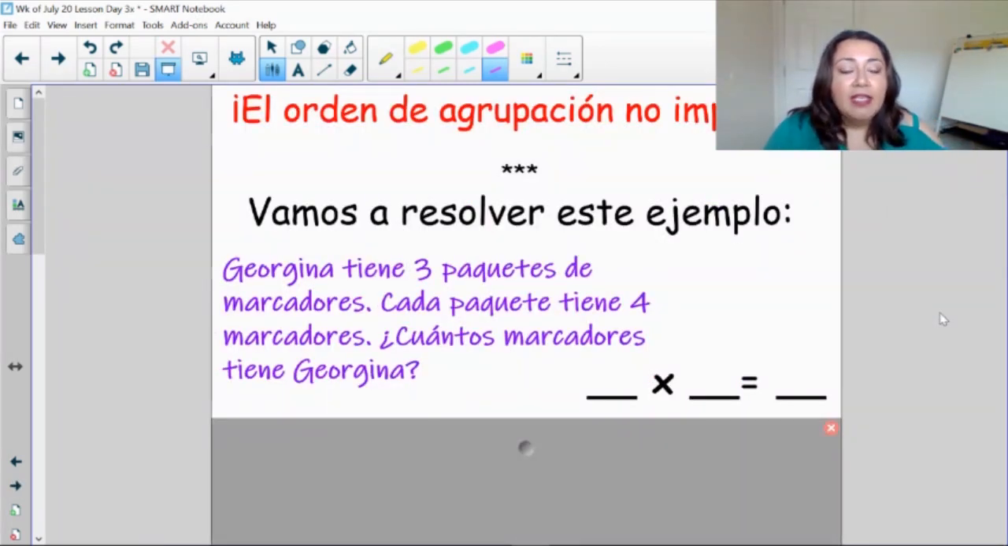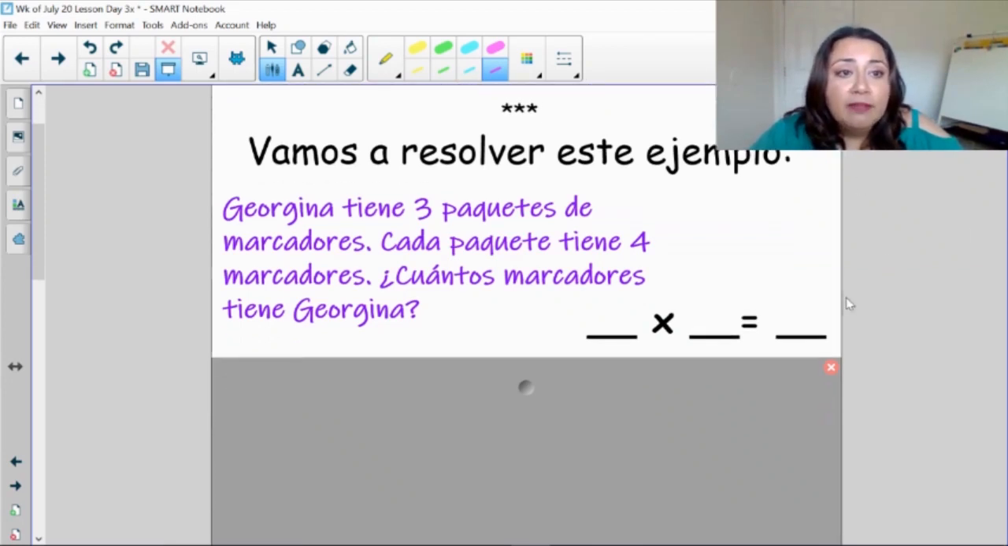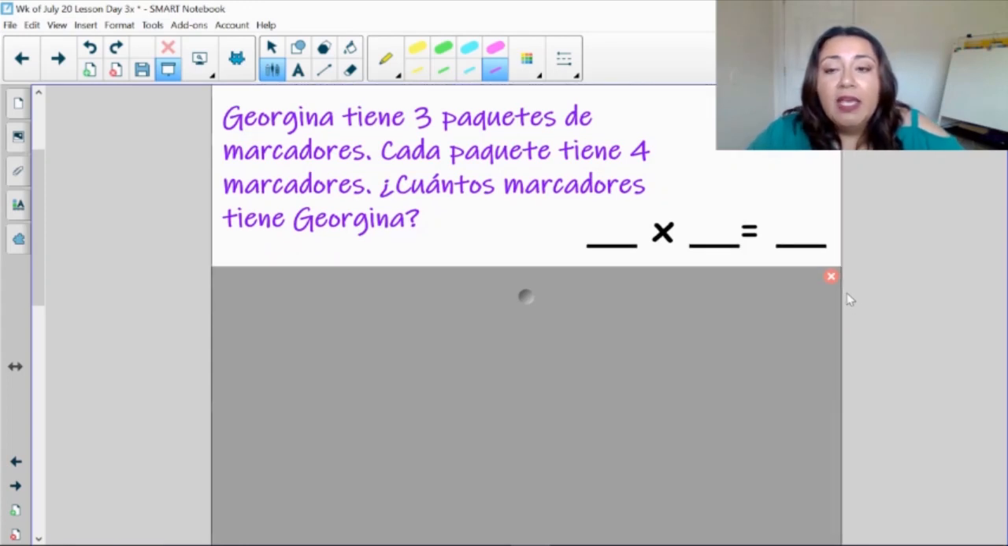Para mañana, quiero que intenten resolver este problema. Recuerden, el orden de agrupación no importa. Podemos cambiar los números porque al final de cuentas multiplicar quiere decir combinar. Entonces, si yo combino todo junto al principio o combino este cachito con este cachito con este, no importa. El resultado, el producto, va a ser el mismo. Así que tomen nota. Aquí va el problema para mañana.